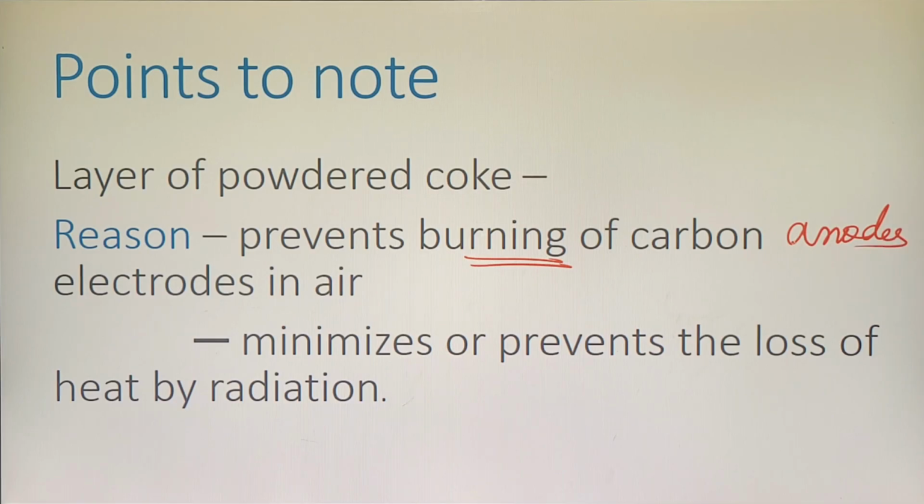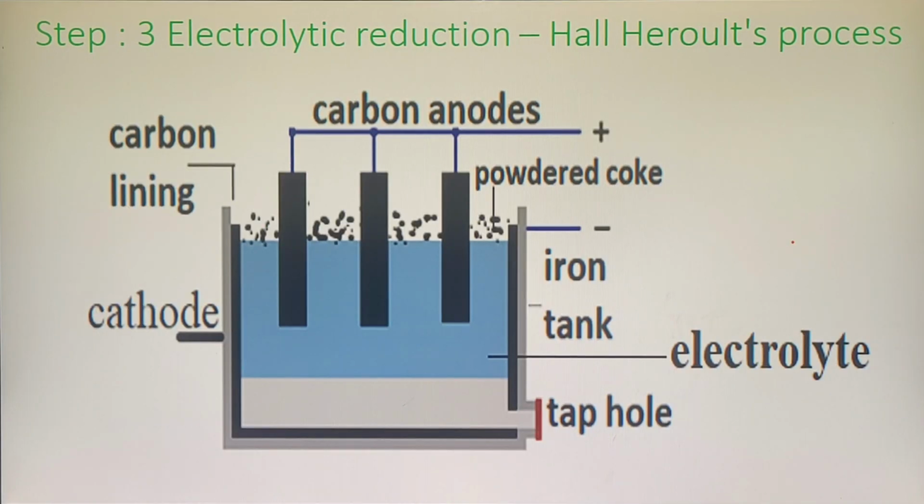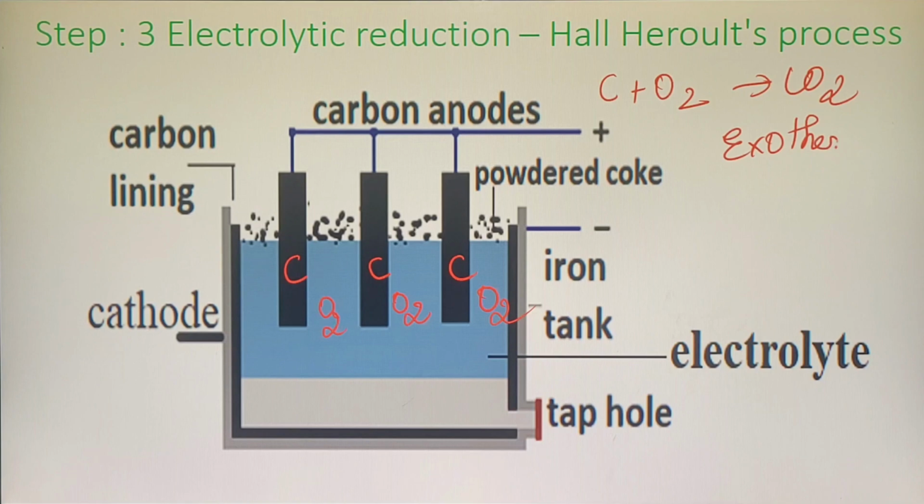I will just come to the diagram for one more minute here. My anodes are made up of carbon. After the electrolysis, which gas is coming at the anode, children? It is carbon dioxide gas, C plus O2. Oxygen is coming near it, and we are getting CO2 gas. It is a very, very exothermic reaction. What do you understand by the word exothermic reaction? It will start releasing a huge amount of heat.